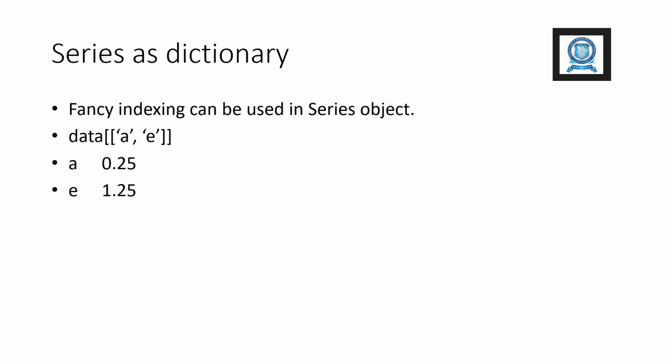Fancy indexing can be used in a Series object. That is, we can write data of 'a', 'e'. That is, the index a and its corresponding value is printed, and the index e and its corresponding value is printed. The a value is 0.25 and the e value is 1.25.